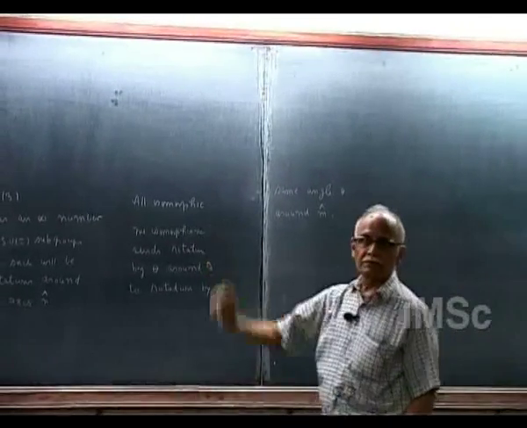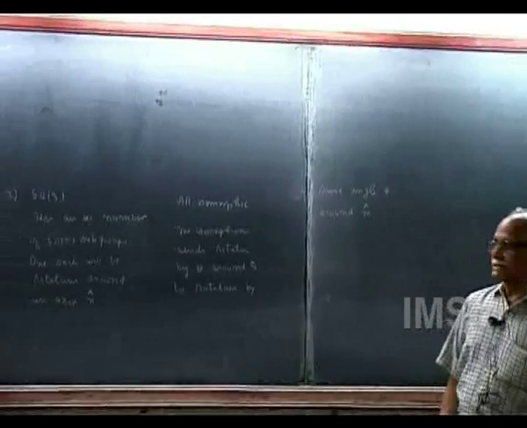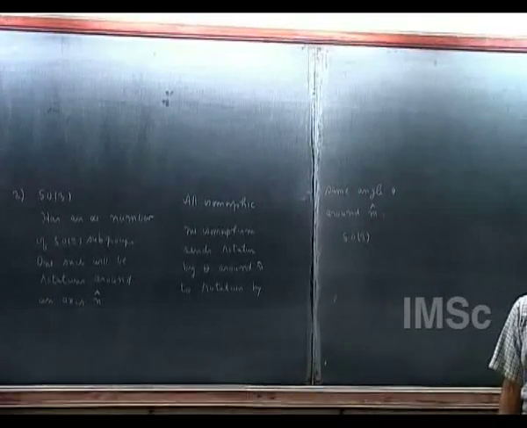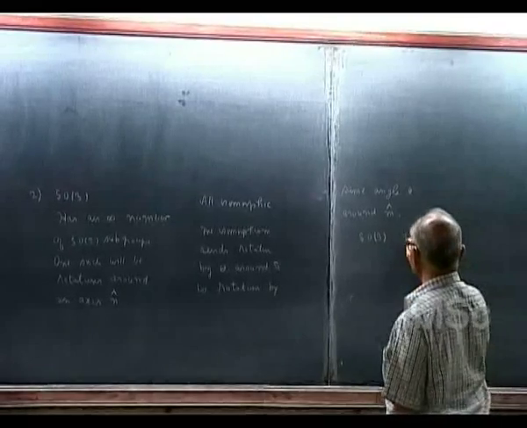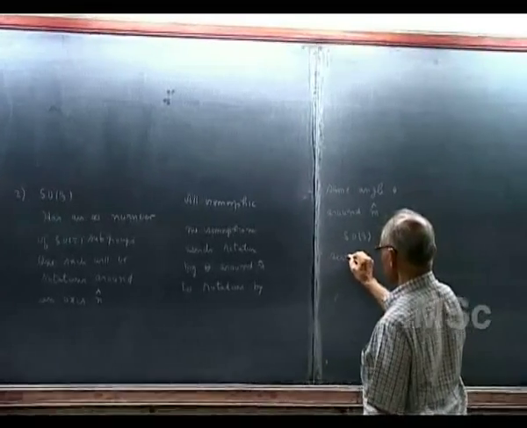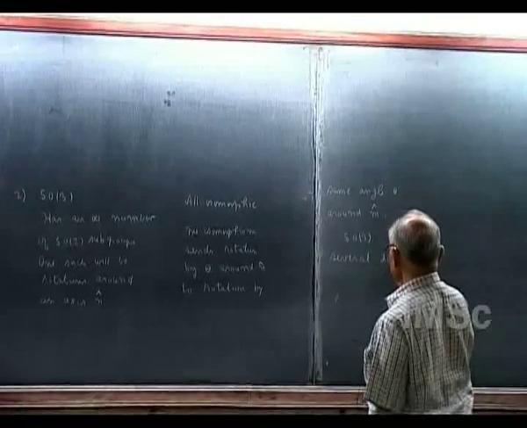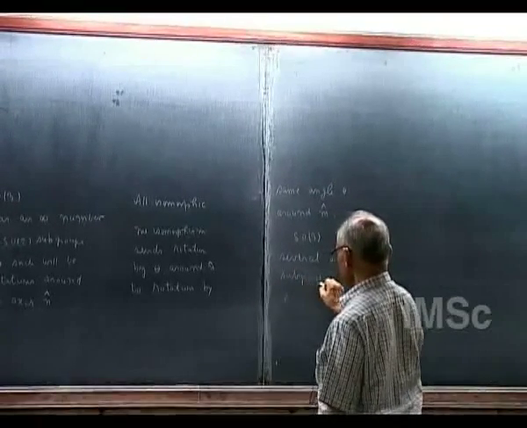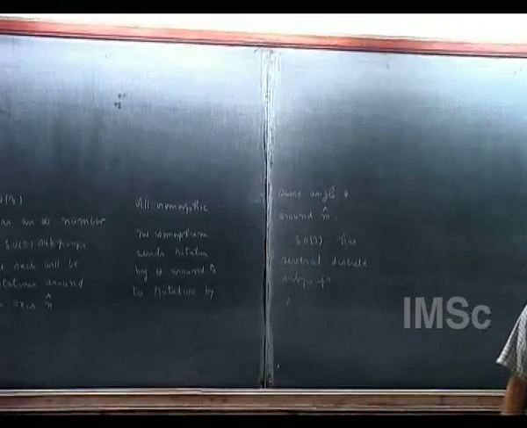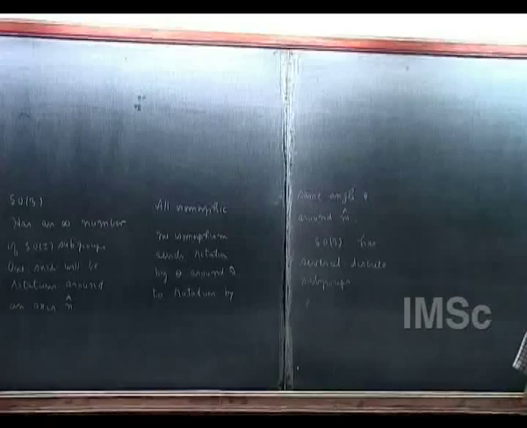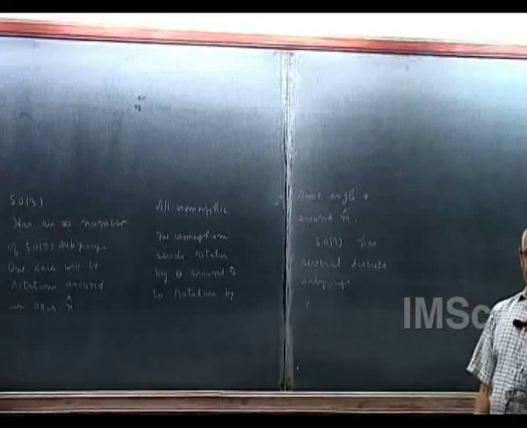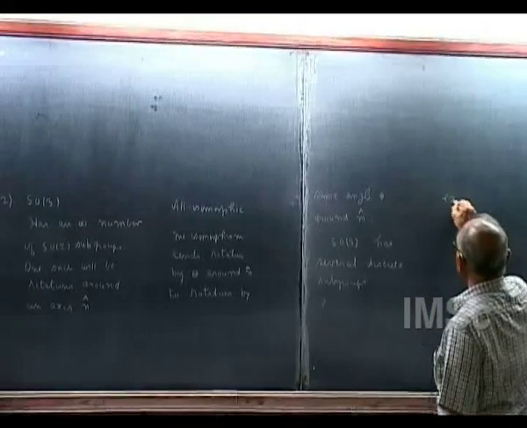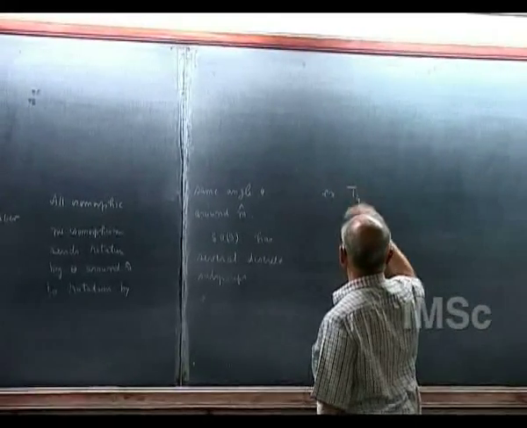But this group has some other subgroups which are of great interest. SO3 has several discrete subgroups. I may not remember all of them: the tetrahedral, icosahedral, or what is it called, symmetries of what they call platonic figures. An example will be the tetrahedral group. What does it consist of?